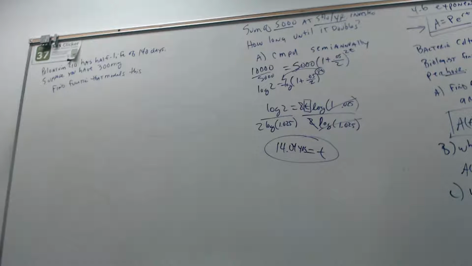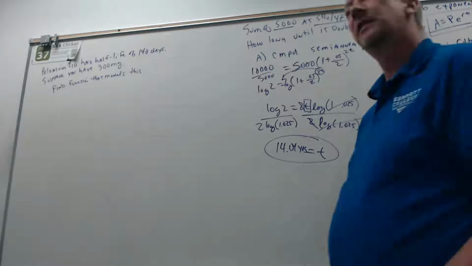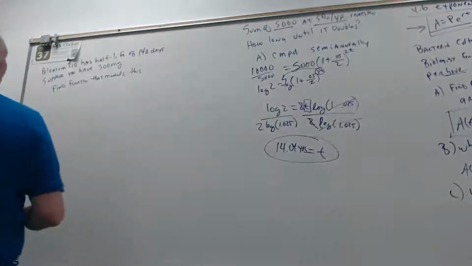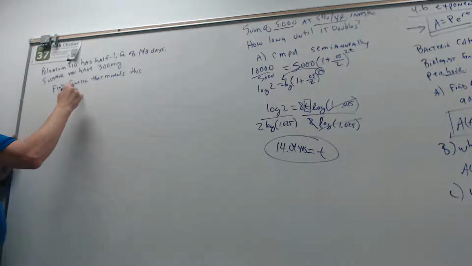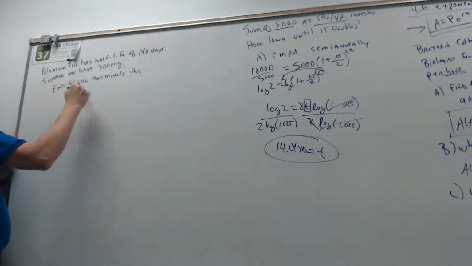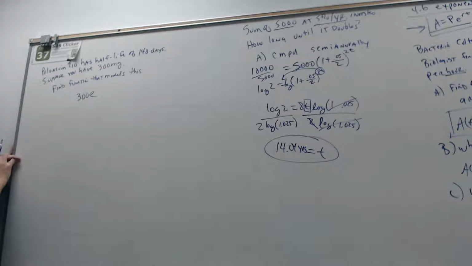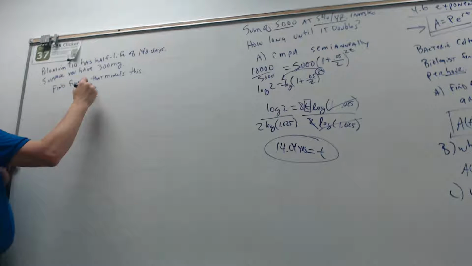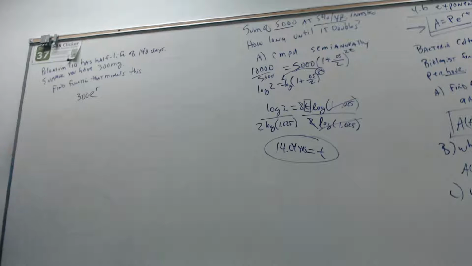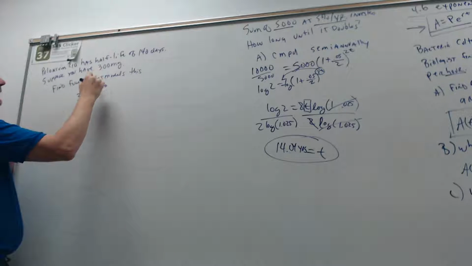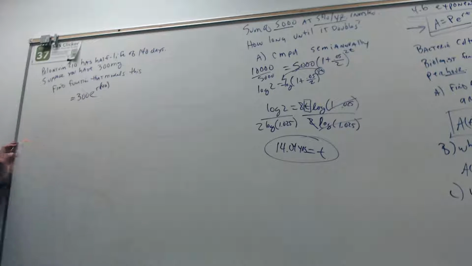So, how would you find a function? Our principal is going to be 300, right? e to the rate is 0.5 times. Well, we don't know what the rate is, but we do know the time. Time is every 140 days. In 140 days, how much will we have left?